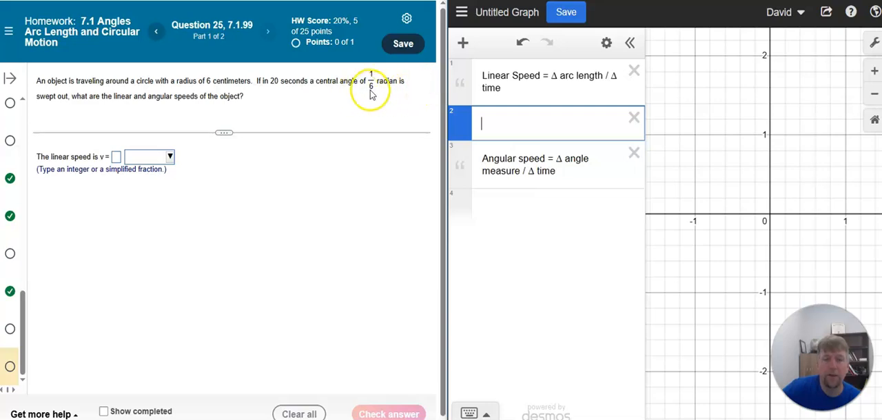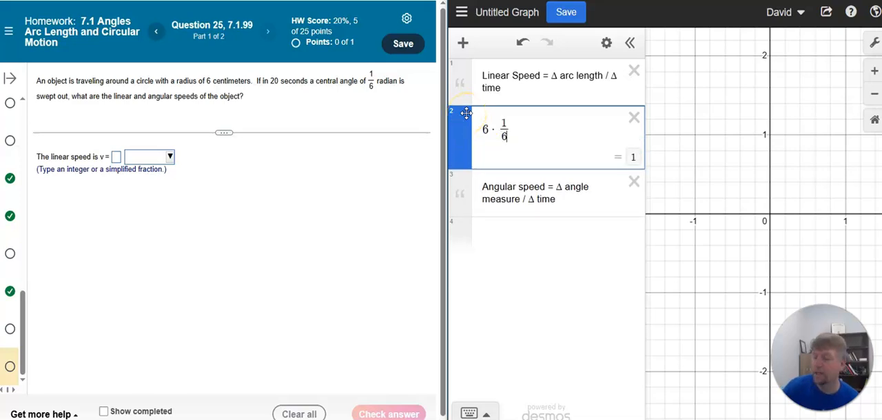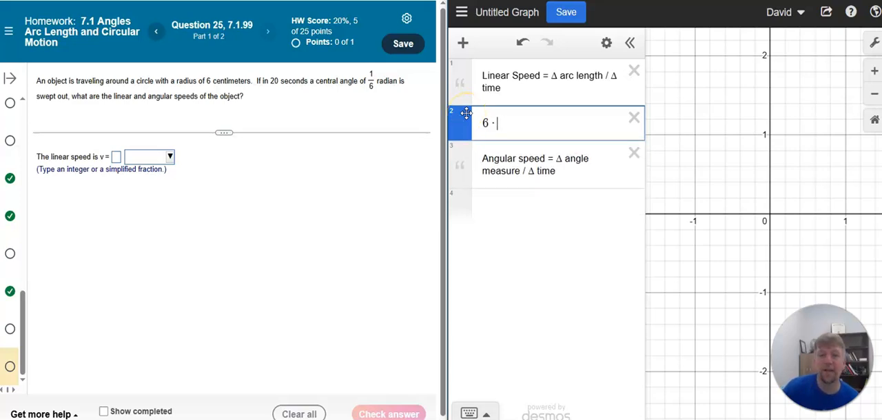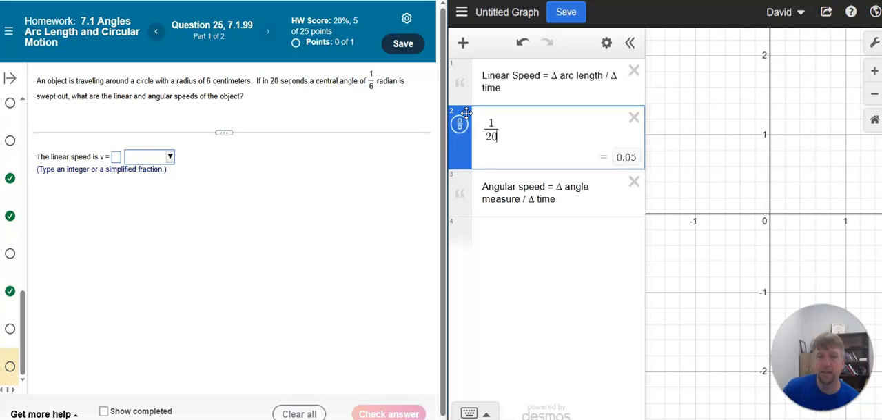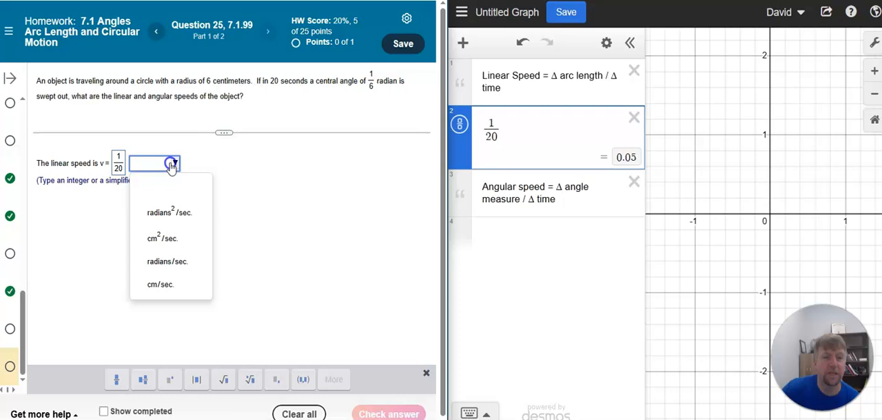The arc length is your radius, as we saw on the last one, times the measure of the angle in radians. So the radian measure is 1/6. 6 times 1/6 is 1. So that is my arc length. And then I've gone 1 centimeter along that arc in 20 seconds. So it's 1/20th of a centimeter every second. So 1/20th centimeters per second.